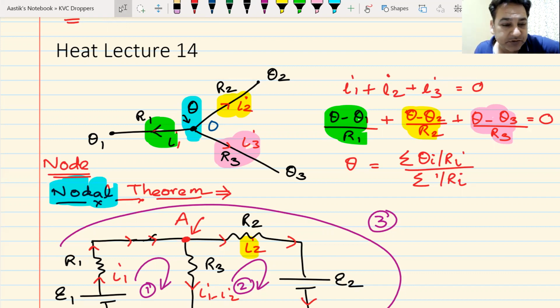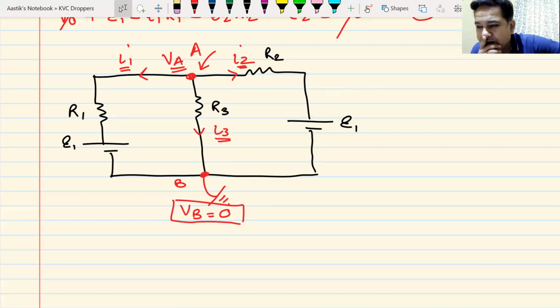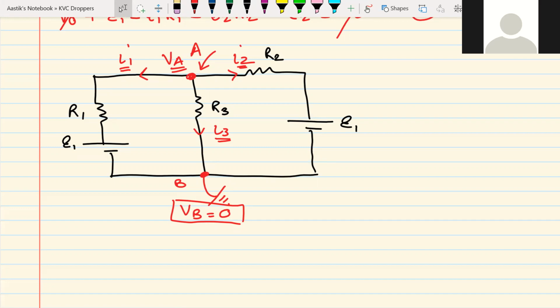I'll give you a minute to think about it. If you can do it on your own, nothing like it, you will never forget it. Even if you can't do it on your own, if you see it once happening, you should be able to do it again. A minute to think. E1 by R1 plus E2 by R2.